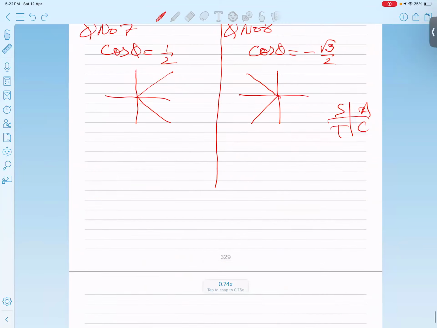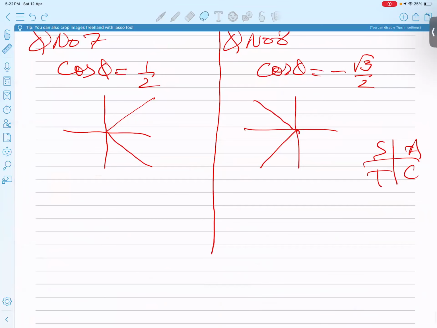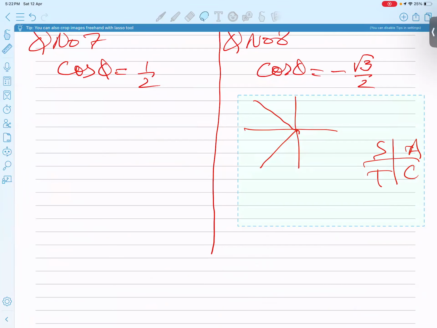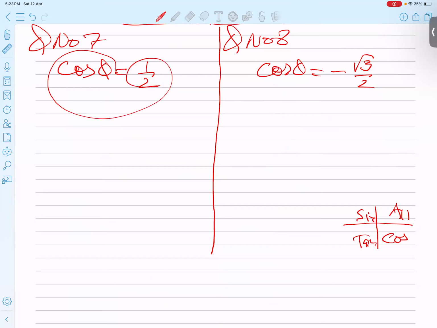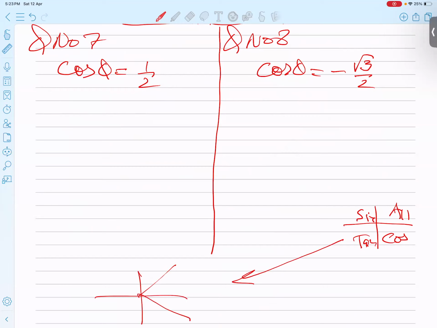So time to start. I was discussing this point that whenever we do this kind of question, make a CAST, C-A-S-T, cast. C for cos, A for all, S for sine, and T for tan. And if we talk about cos positive, according to this diagram, cos positive is here and here, and sine and tan positive here.